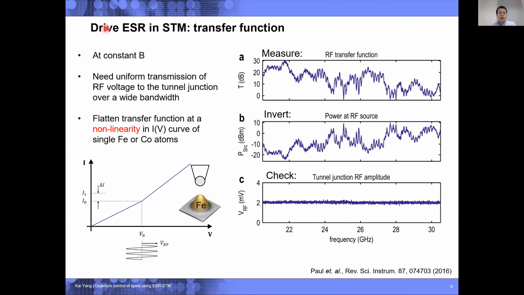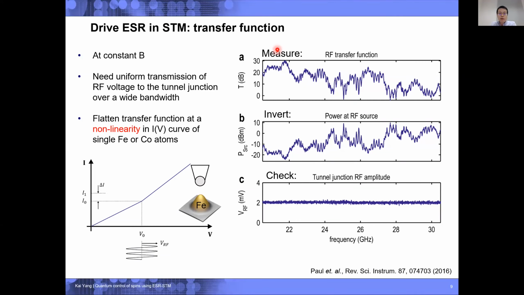Before we can measure the ESR signal in STM, it is very critical to characterize the transfer function between the microwave source and the STM junction. This is because during our measurement, we keep the external field constant, and then we sweep the frequency of the microwave generator. That means we can observe cabling resonances due to the reflections of the RF signal in the cable. The cabling resonances can be easily misinterpreted as spin resonance signals, so we need to get rid of them.